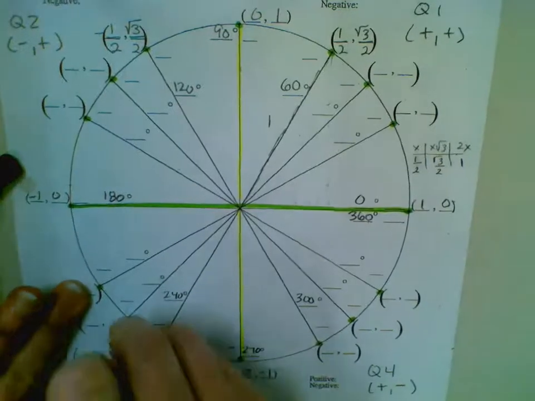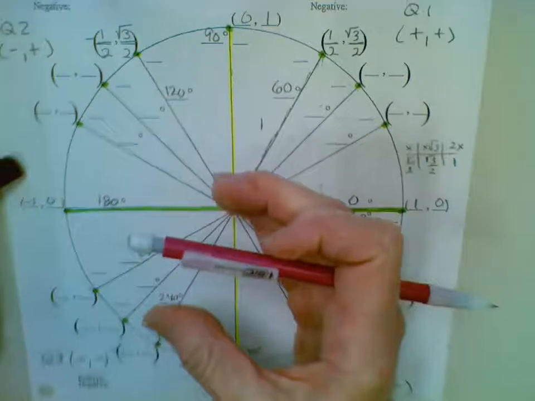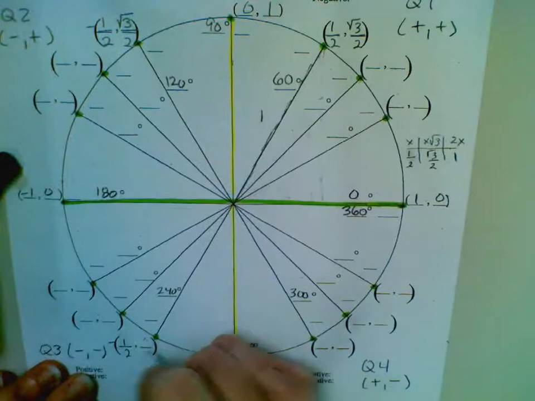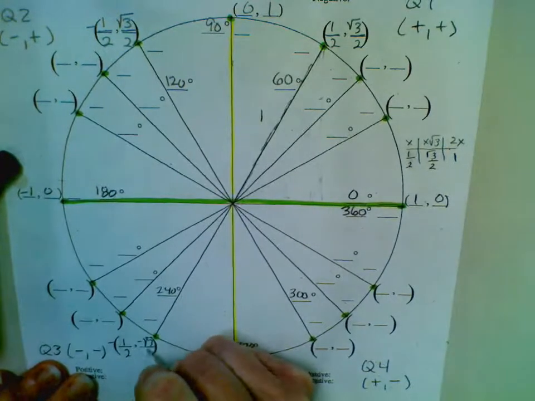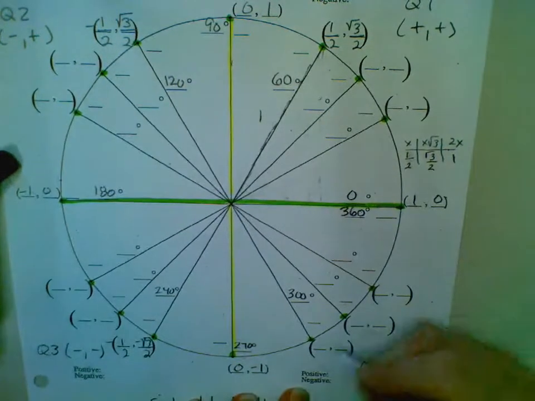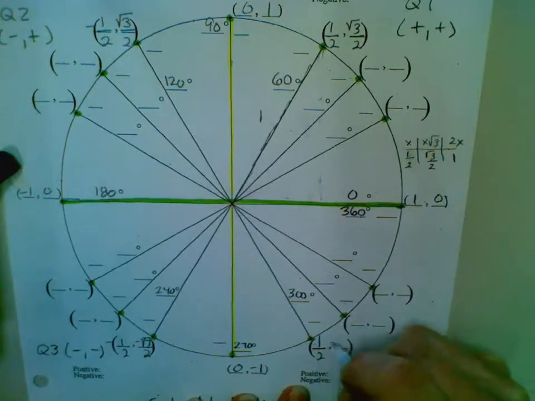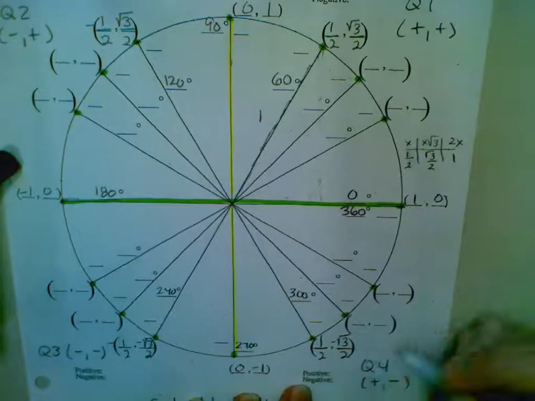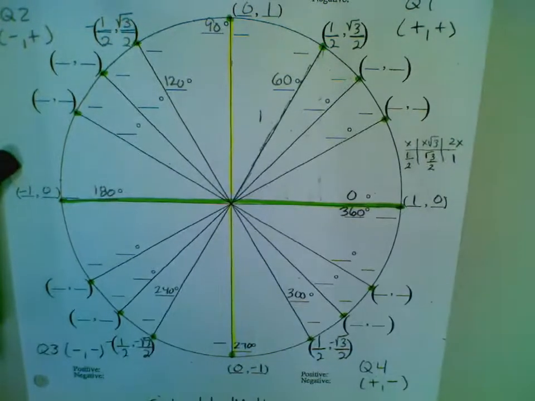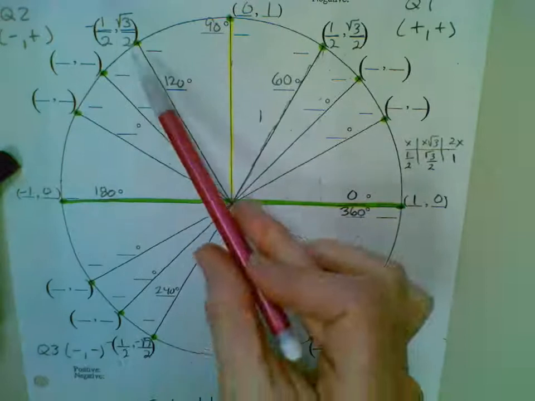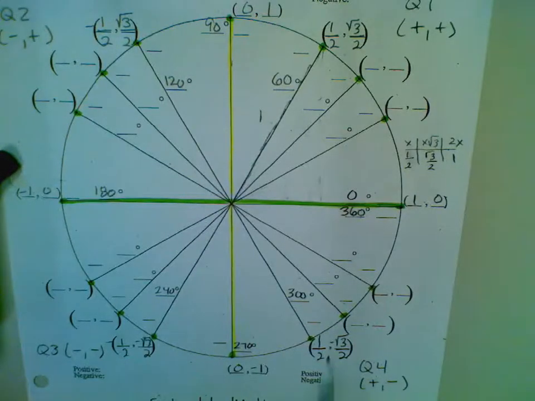Oops. Need my 1/2 right there. And then over here has to be 1 positive and 1 negative. So let me double check those. So those should all be the same arrangement. Just the signs change.